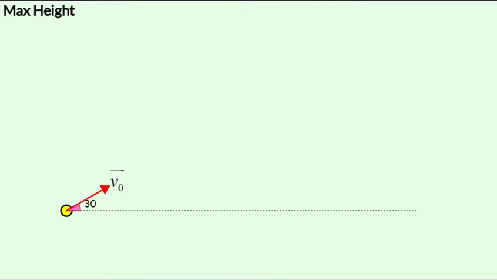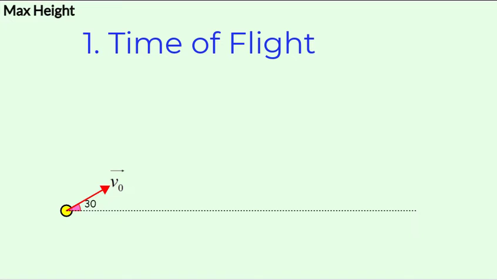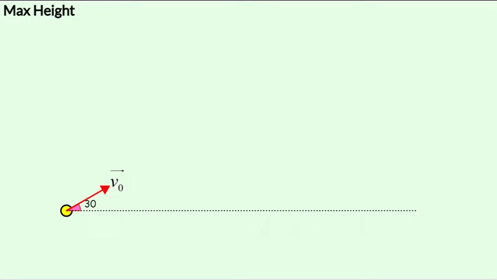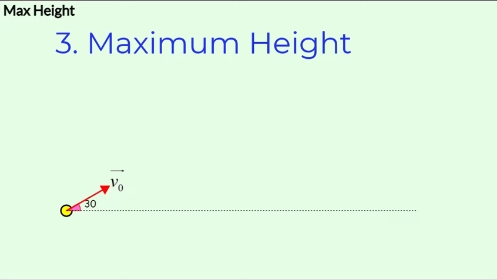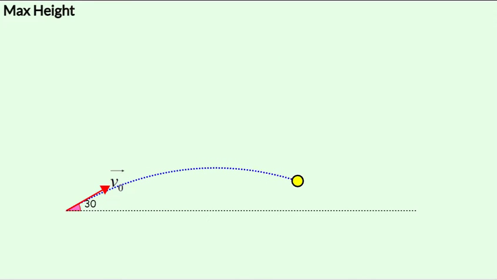When we started this lecture series, there were three things that we had in mind regarding projectile motion. Number one, the time of flight. Number two, the range of the projectile. And number three, the maximum height to which the projectile rises. Now we have covered the first two in the earlier lessons. In this lesson, let's find the height of the projectile.